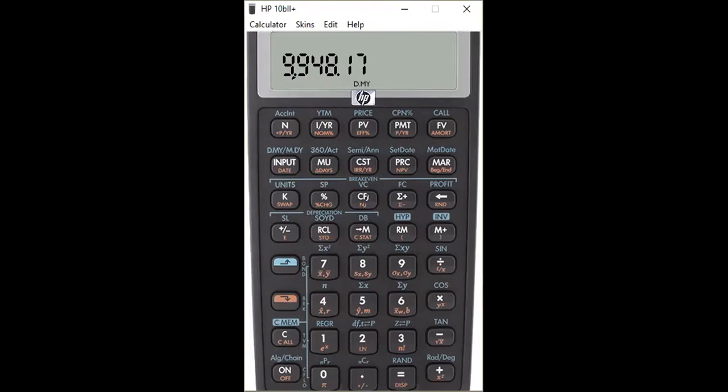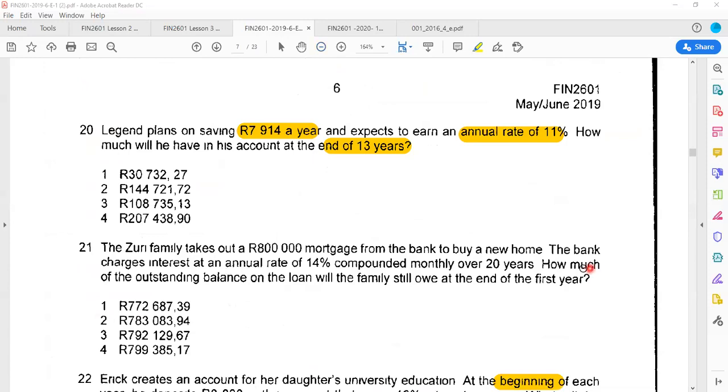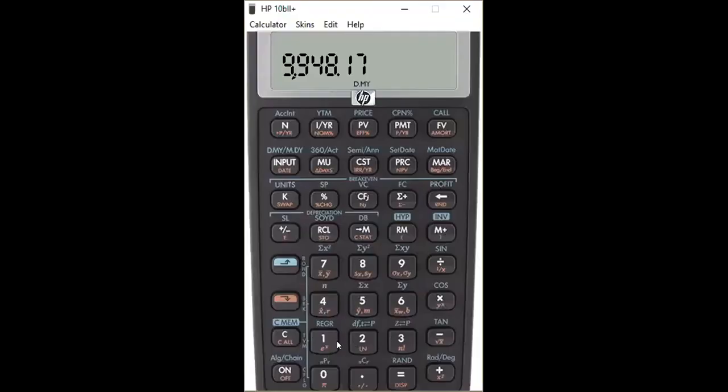Now, the question has said, how much of the outstanding balance on the loan will the family still owe at the end of the first year? Now, at the end of the first year, the family will have made 12 payments because we have compounded monthly. This is now different from the other questions we were doing where payments were annual. Payments now are monthly. So at the end of the first year, it means that this family will have paid 12 payments. So that's very important. If you're compounding monthly, it means that after 1 year, you've actually made 12 payments.